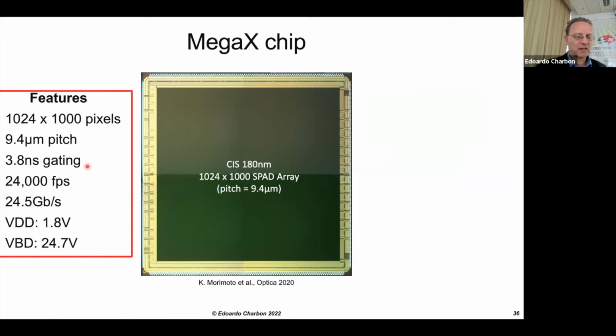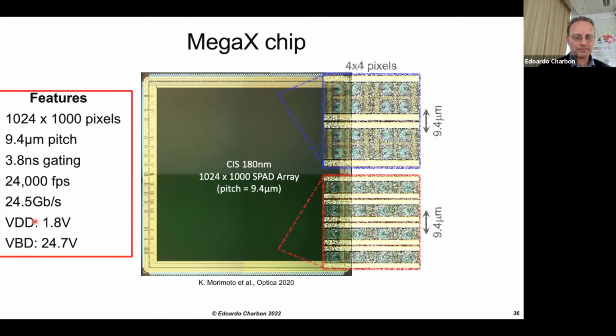The gating, the size of the gate is 3.8 nanoseconds, and the number of frames per second, the number of frames that I can get in a second, is of the order of 24,000. Of course, this will generate a very large data rate of 24 gigabit per second, but everything is implemented in about 1 centimeter squared.